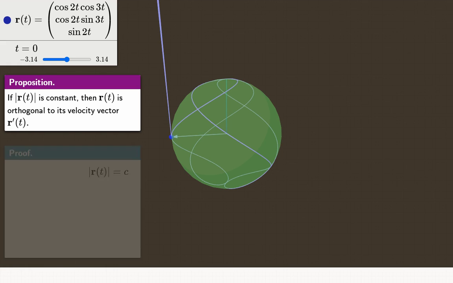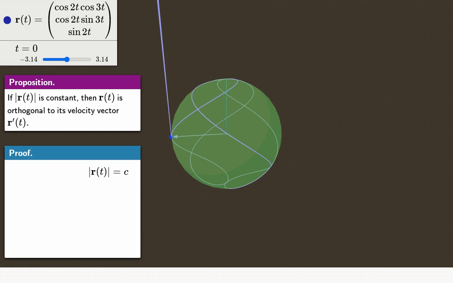So, proof. By assumption, the length of r of t is constant, while the length is the square root of the dot product. So we can rewrite this as r of t dot r of t is c squared. c squared is still a constant. So now we differentiate both sides, and the right-hand side will be 0.